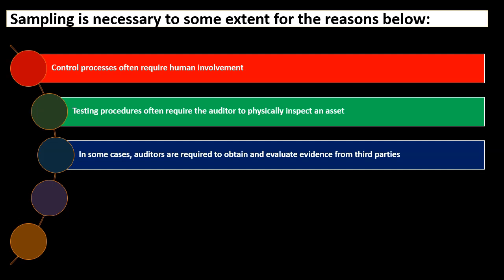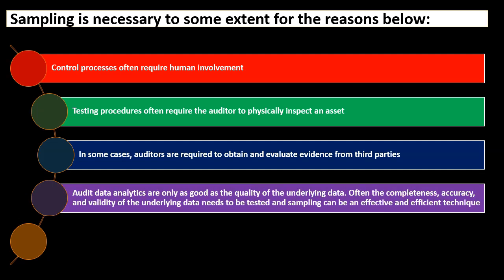In some cases, auditors are required to obtain and evaluate evidence from third parties, outside of the organization. Audit data analytics are only as good as the quality of the underlying data, the data that goes into that system. Often the completeness, accuracy, and validity of the underlying data needs to be tested, and sampling can be an effective and efficient technique. In other words, once the data is in the system, if it's set to a set standard of control, the system is likely to take that data and do what is necessary in a systematic way.